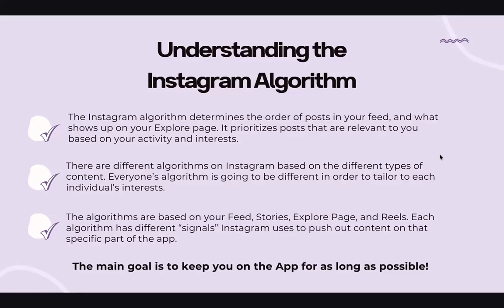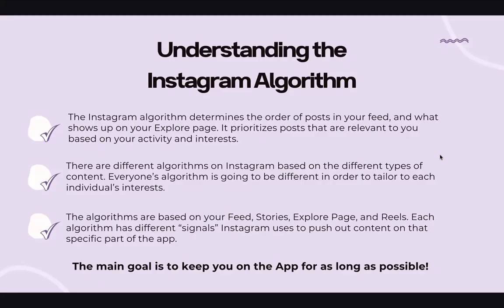Everyone's algorithm is going to be different based on your individual interests, right? Again, it's tailoring the content that it's giving you towards your own activities, your interests to keep you on the app longer. Okay. The algorithms are based on your feed, your home feed, right? Your stories, explore page, and reels. So you have those four different algorithms that are going to work for you.